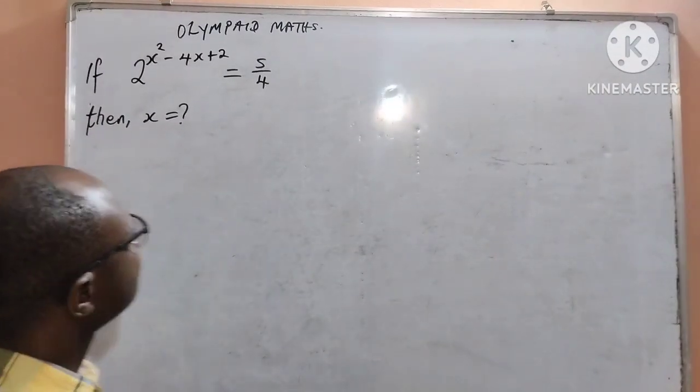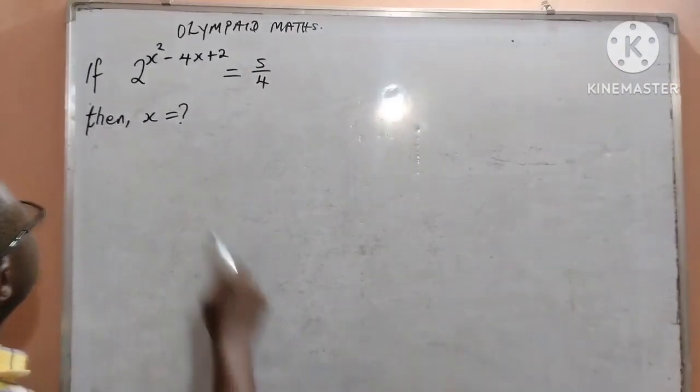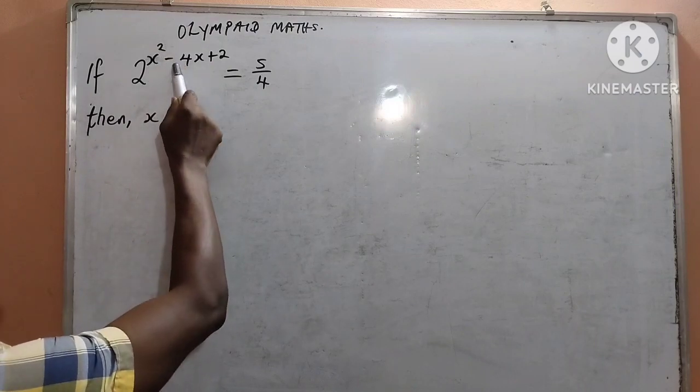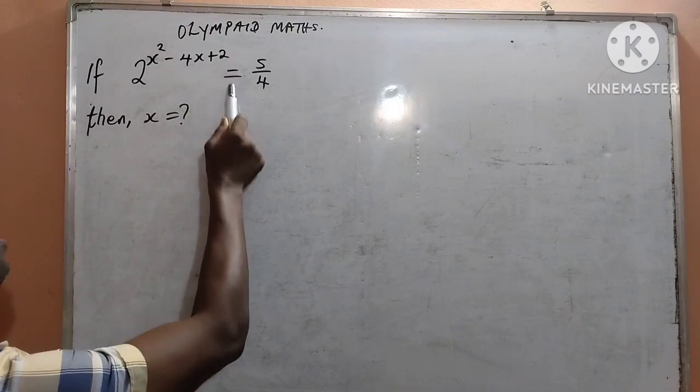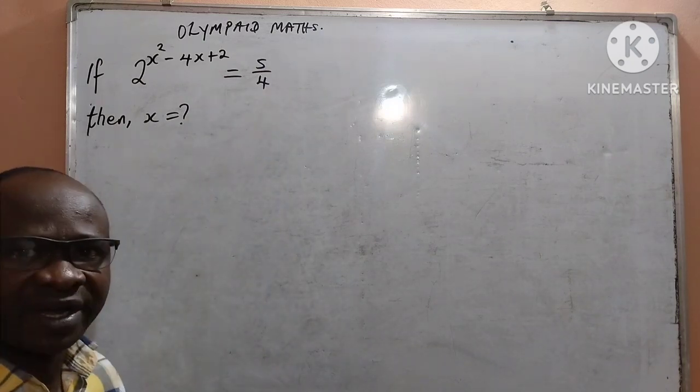In today's class, we shall be solving an Olympiad mathematics question. The question is written on the board. If 2 raised to the power x^2 minus 4x plus 2 is equal to 5 over 4, then what should be the value of x?